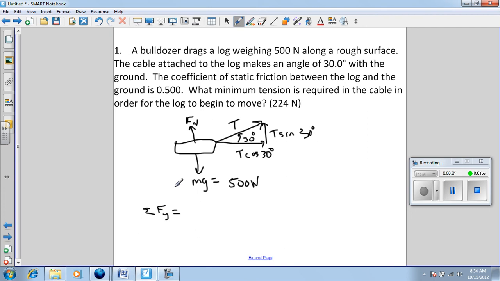Because in the y direction, if we make up positive, we have Fn up. Then we also have this component of tension, so plus T sine theta, which is 30 degrees, and minus the weight, which we know is 500 newtons. So there's our y equation.